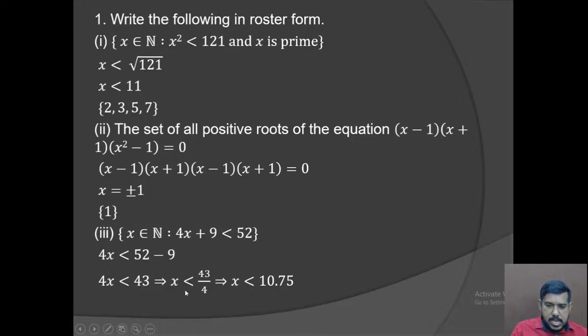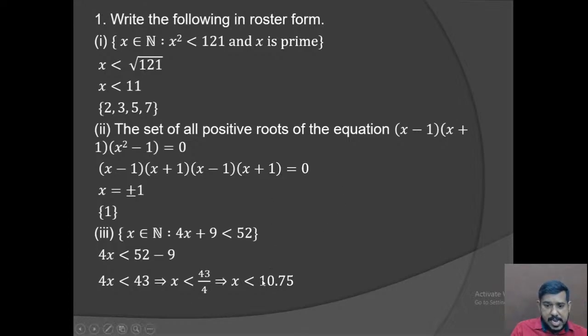So when you divide it, you get that x is less than 10.75. So the meaning is the numbers must be less than this. The question says in the beginning that x belongs to natural numbers. So our set must start from what? Natural numbers start from 1. So we have to start from 1 first of all.